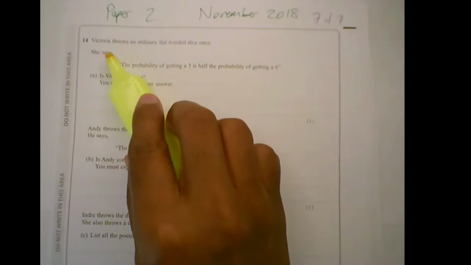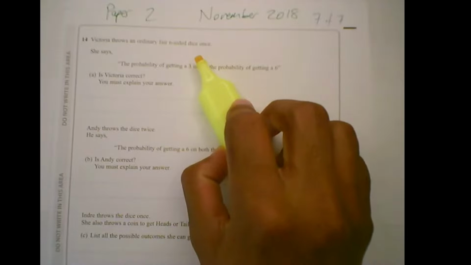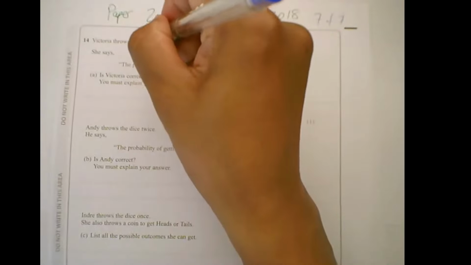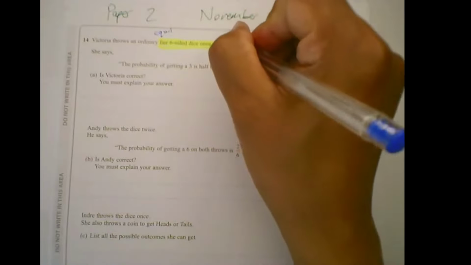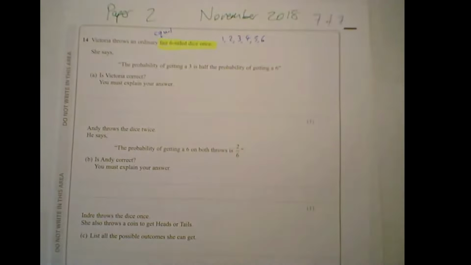Okay, let's go through this. Question 14. Victoria throws an ordinary fair six-sided dice once. So it's a fair six-sided dice. There's an equal chance of every number. So you can have 1, you can have 2, you can have 3, you can have 4, you can have 5, and you can have 6.